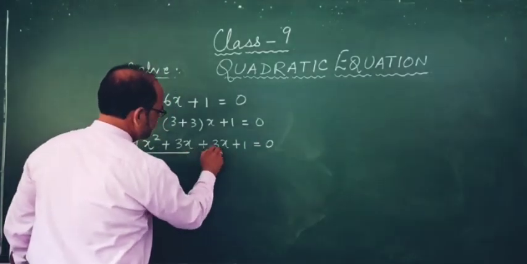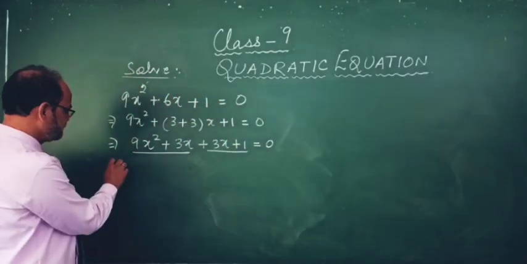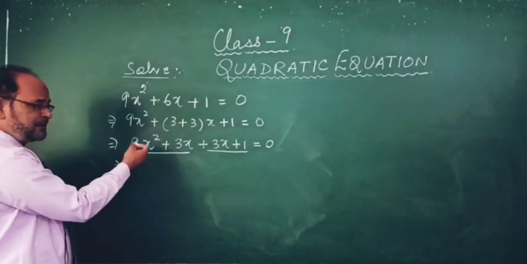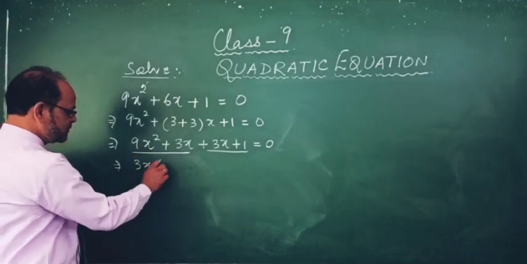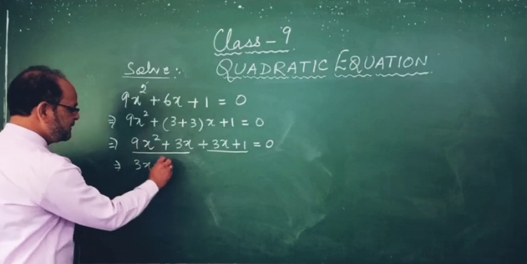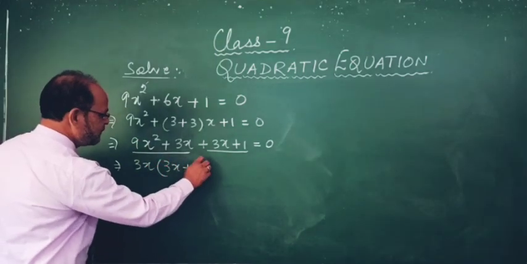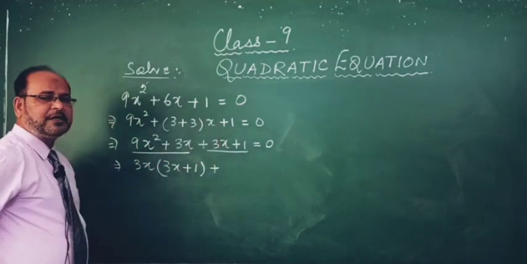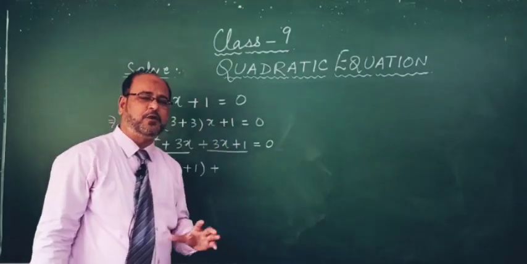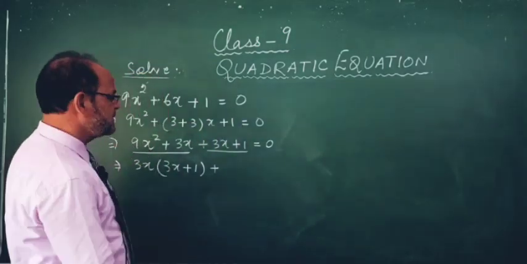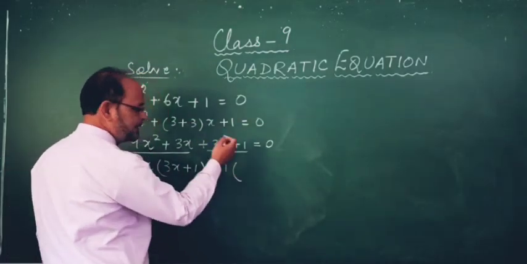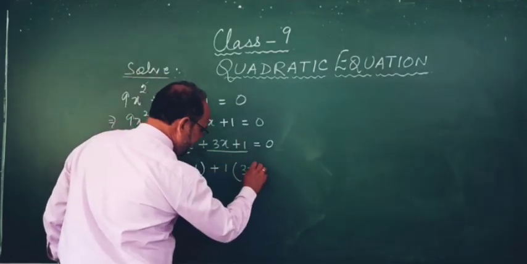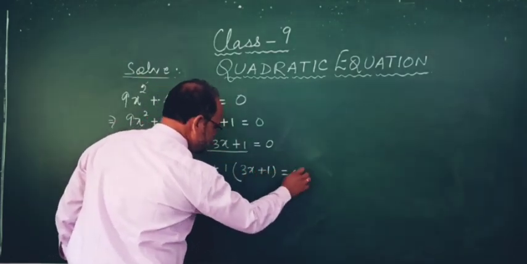Then you will make 2 pairs. What is common here? 3x. So you will take 3x common. What will be left here? 3x plus 1. And what is common here? Nothing. So if nothing is common, you will take 1 as common. 1 is the common factor here. So it will be 3x plus 1 equals 0.